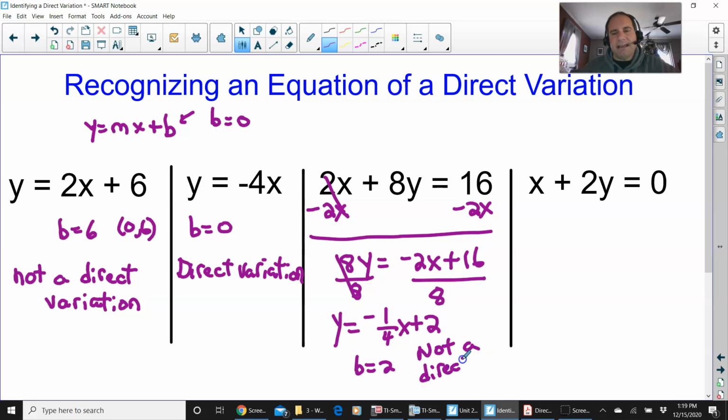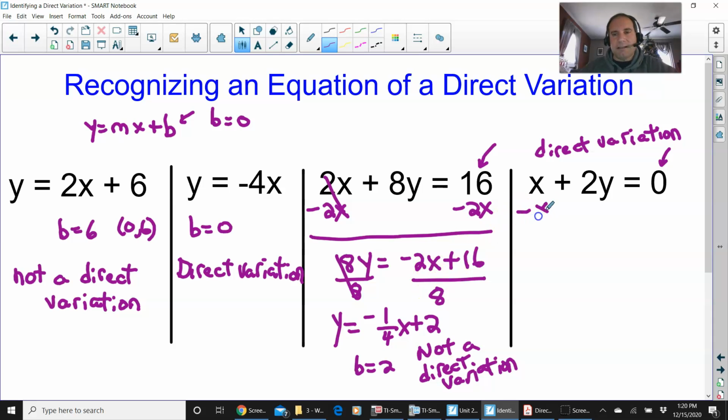But I could tell that from the beginning. It's important to know how to solve for y. But I could tell from the beginning that this was not going to be a direct variation. This number must be 0. Look at this. So I'm going to say right off the bat, this is going to be a direct variation if we solve it. This line, solved for y equals mx plus b, will have a y-intercept of 0. Let's see if we can do that.